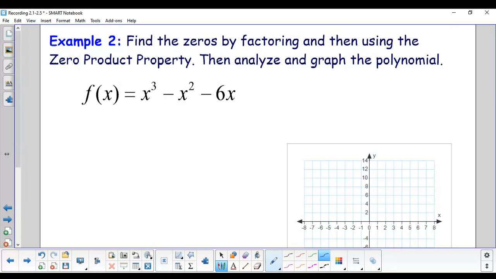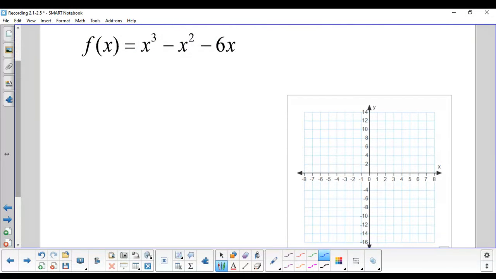Let's take a look at the next example. On the next example, it says find the zeros by factoring and then using the zero product property. After you've factored, analyze the polynomial and graph it. All right, well, let's take a look. We are not used to working with degree 3, but it says we can factor it. So let's give it a try.